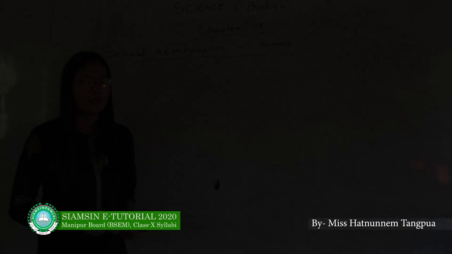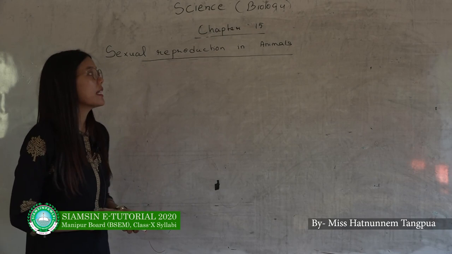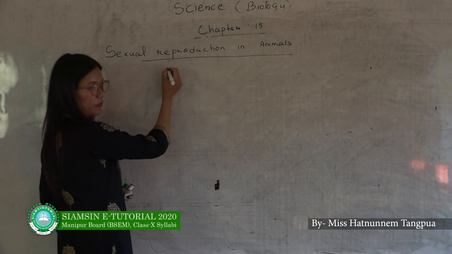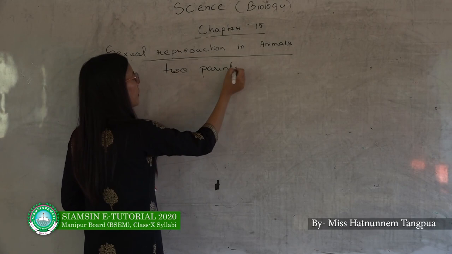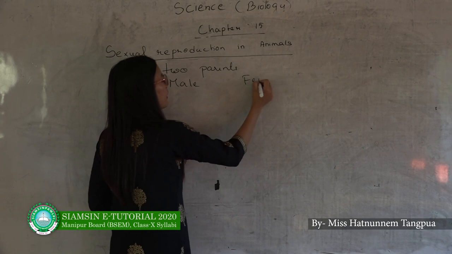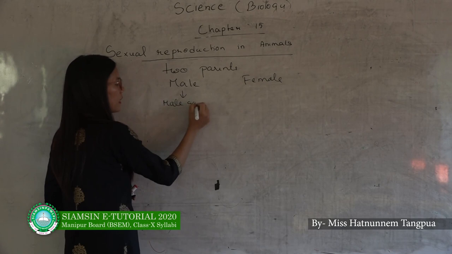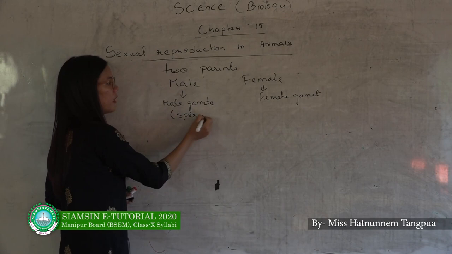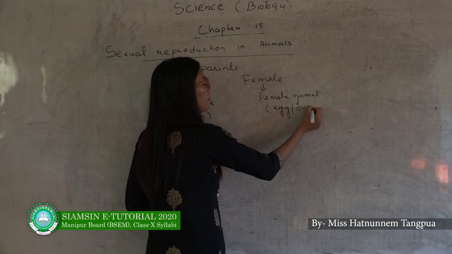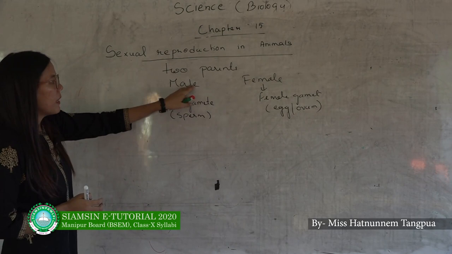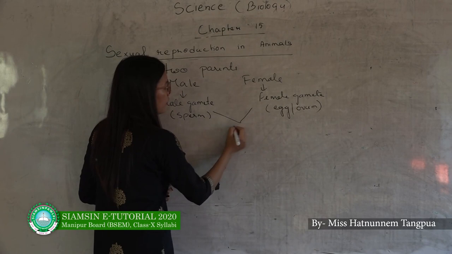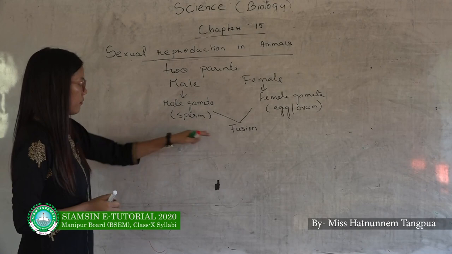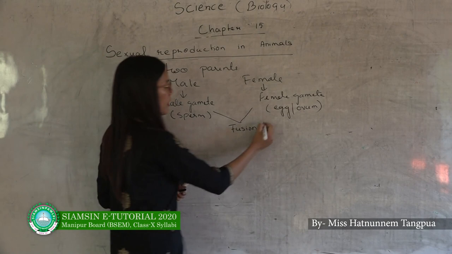Sexual reproduction in flowering plants we have seen. Now sexual reproduction in animals. In sexual reproduction, two parents are involved, male and female. The male releases male gametes, known as sperm, and the female releases female gametes, known as ovum. The male gametes released by the male and the female gametes released by the female fuse together. The process of fusion of male gametes and female gametes is known as fertilization.